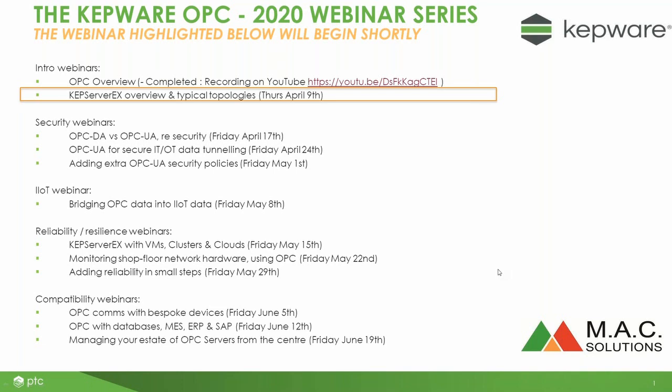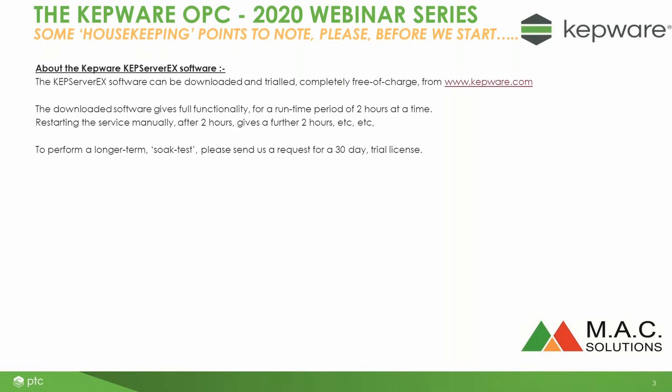Today's webinar is the second in the series, which is an overview of the KEPServer software itself. You can download the Kepware software free of charge and trial it. Just go to kepware.com. When you download it and run it, you get 2 hours of full functionality. After 2 hours, it stops polling the devices. Then you can stop it and start it again, and you get another 2 hours, and so on.